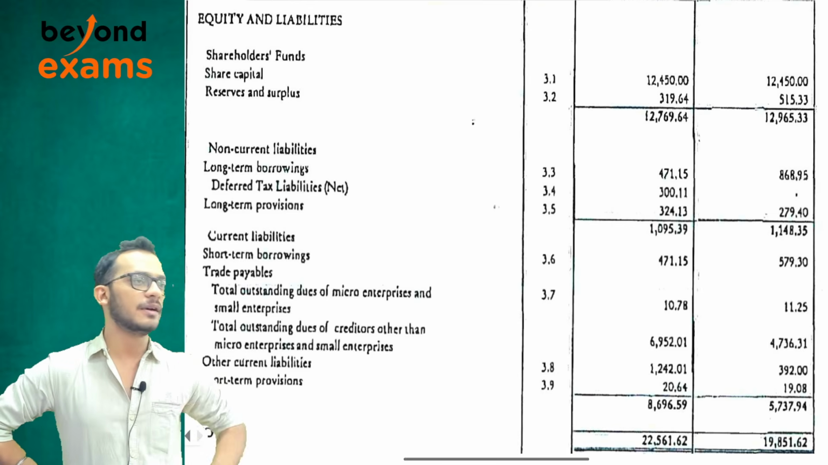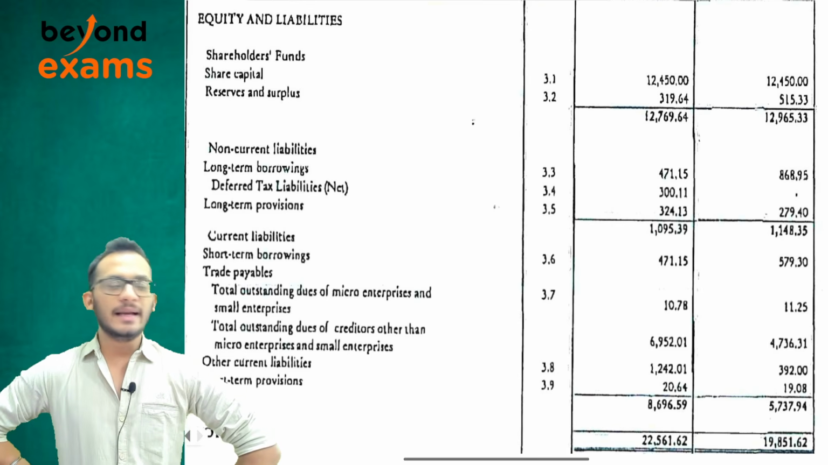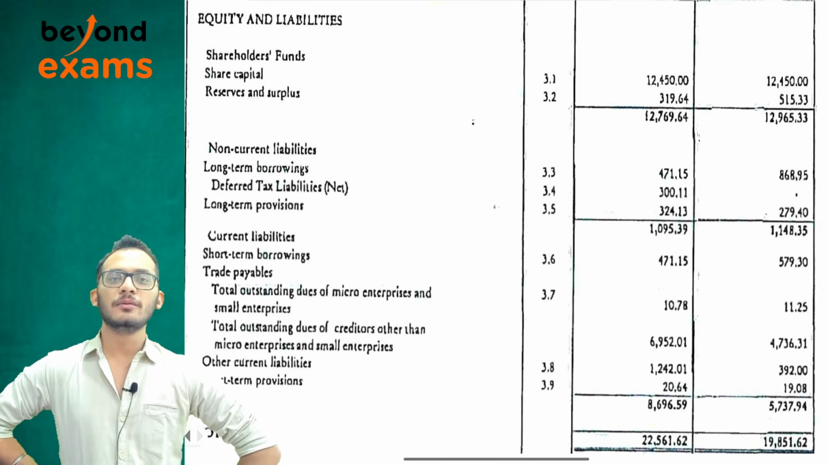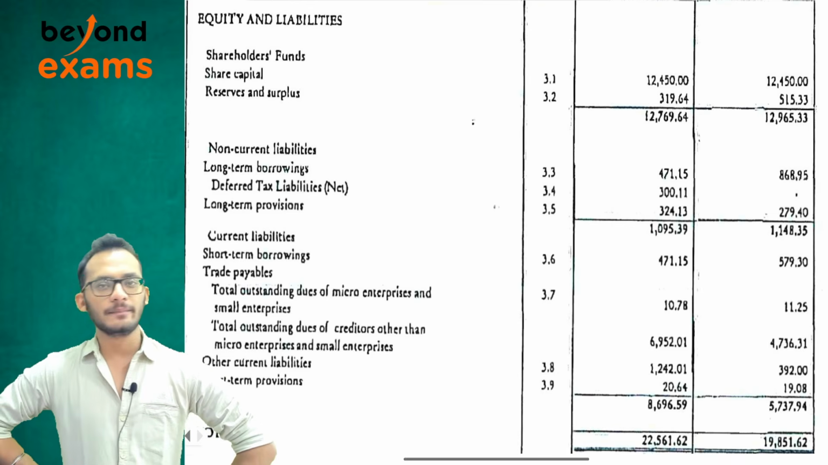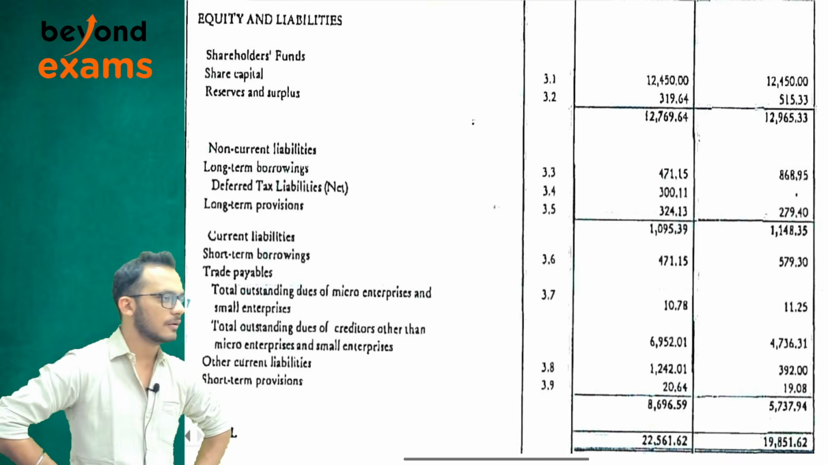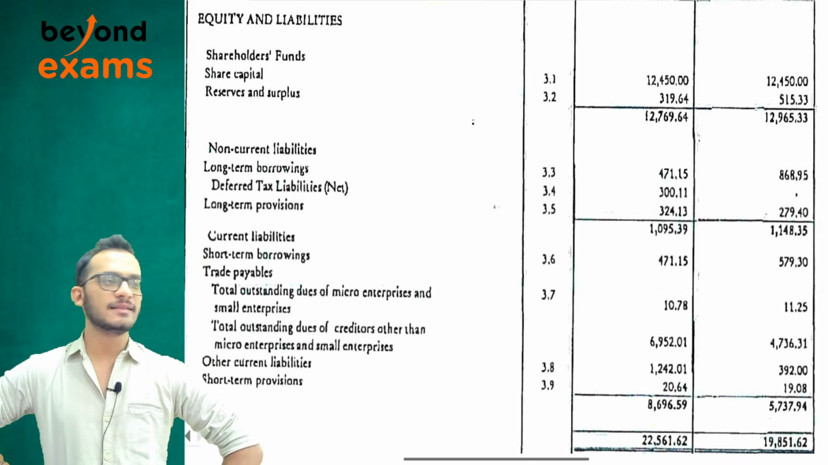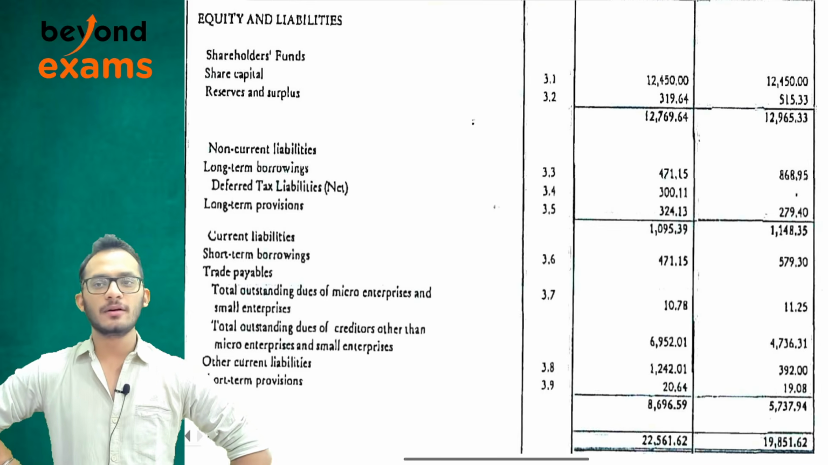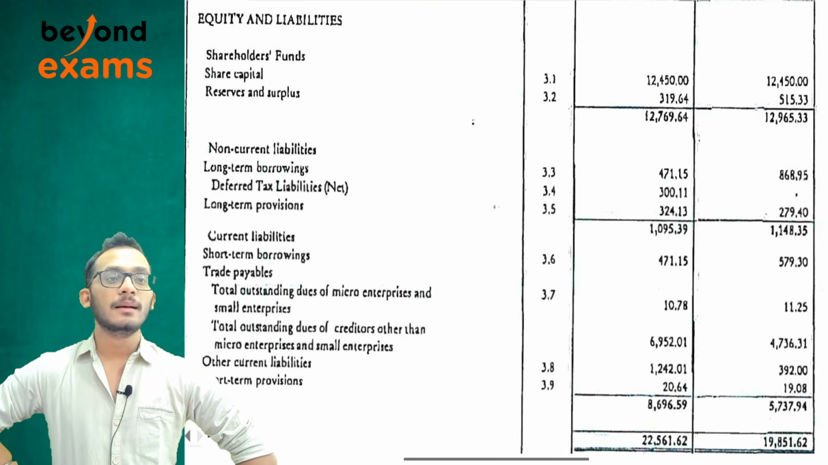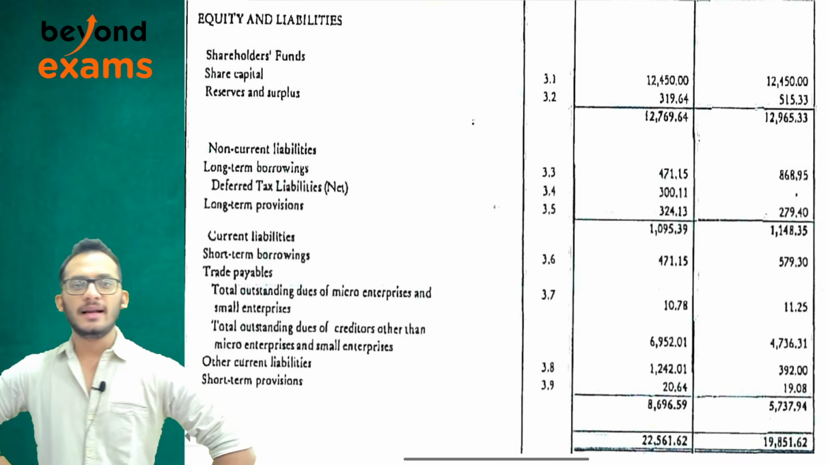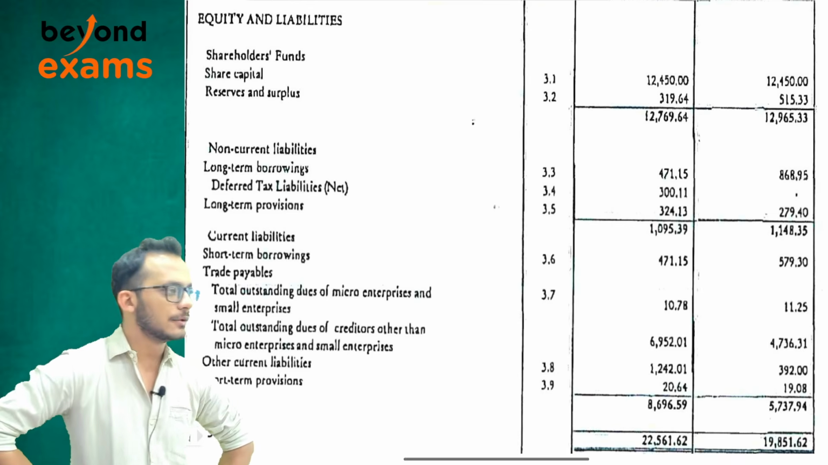One most important difference is that when you see an Ind AS company, you will find a new note called OCI, other comprehensive income. Now, other comprehensive income, as much as you would have learned in Ind AS, is split into two: items which will be reclassified to P&L and items which will not be reclassified to P&L.